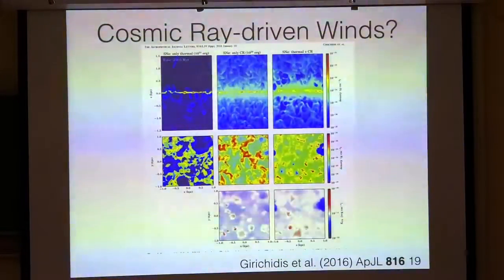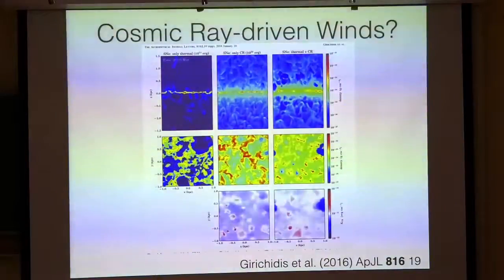If they put in only cosmic rays and no supernovae, they get, first of all, a puffier disk. You can see the units here are kiloparsecs, so that's 1, 1.5 kiloparsecs. This disk is maybe 300 parsecs scale height, so it's puffier compared to this one. And when they put in both, they get a puffier disk, and you can see there's some outgoing gas here.